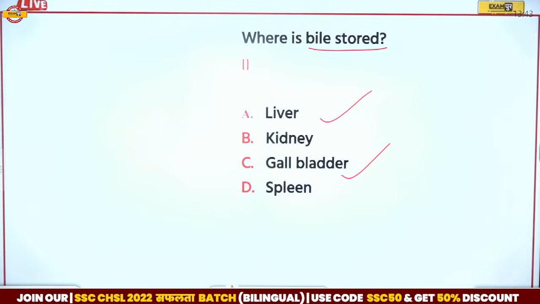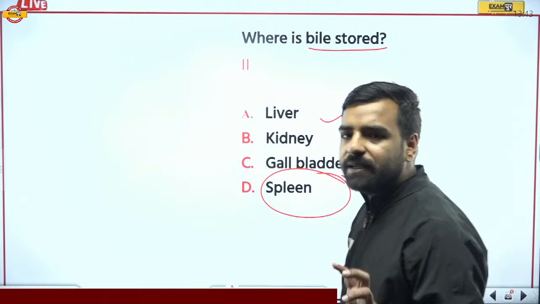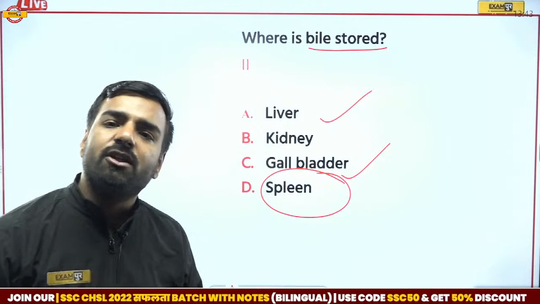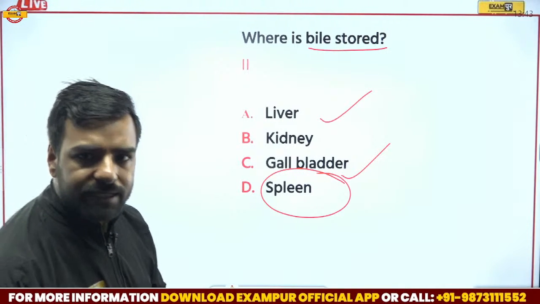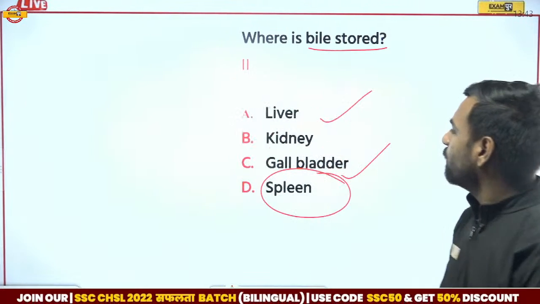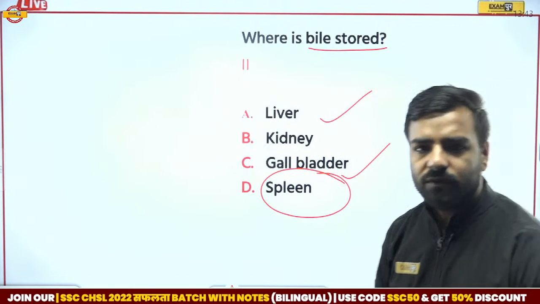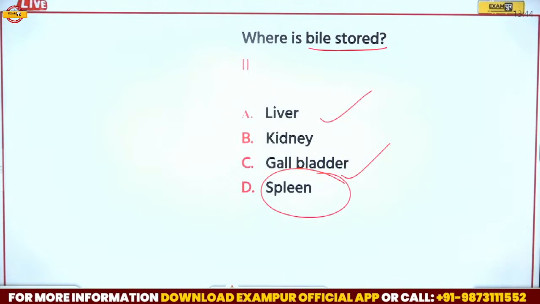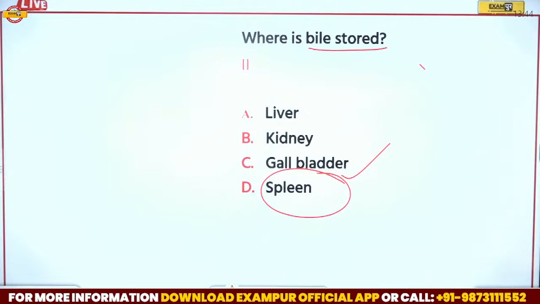So if I talk about the spleen, do you know what the spleen is? Spleen is the part of our body where the dead RBCs go. So the spleen is known as the graveyard of the RBCs. This is asked in the examination. We must remember. And talking about the kidney, we have several nephrons over here, which help in the purification of the blood. Yes, Kanak, you are absolutely correct. The correct answer is going to be gallbladder. So bile juice is stored in the gallbladder.